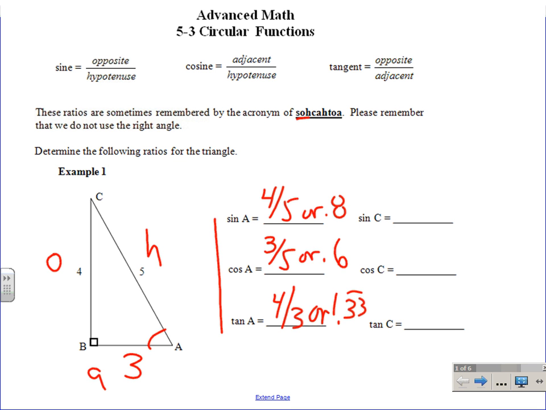Because you're going to have to know this stuff very well, because right now, as far as you know, there are only 3 trigonometric functions, sine, cosine, and tangent. There are 3 more that you will learn this year.